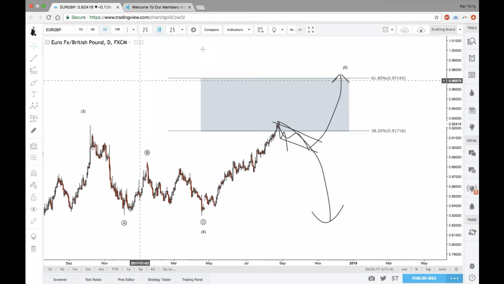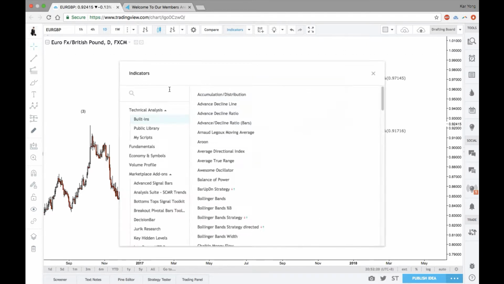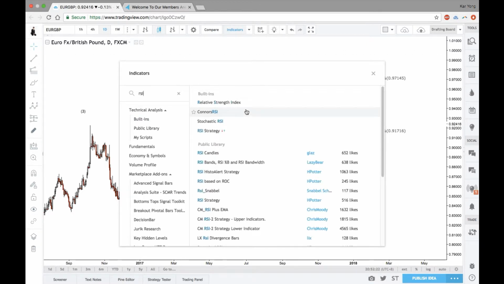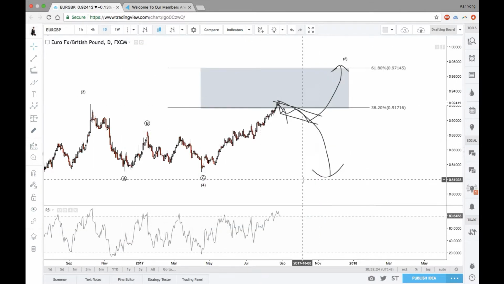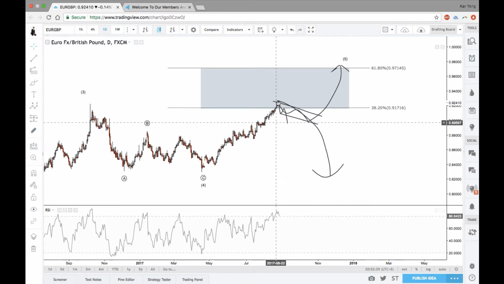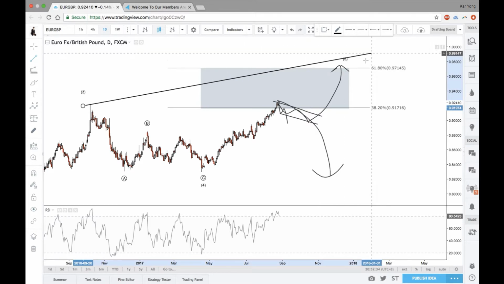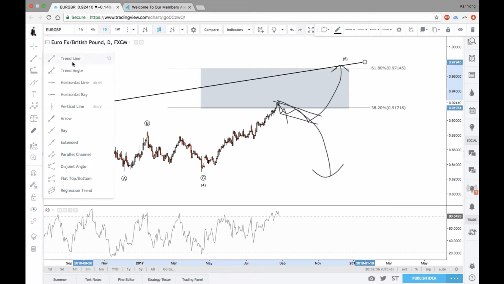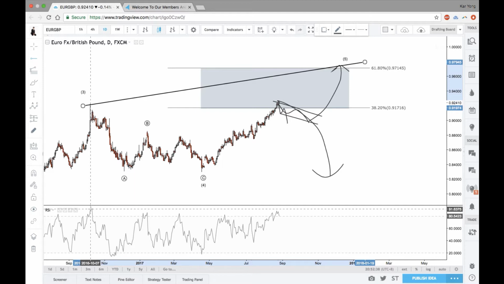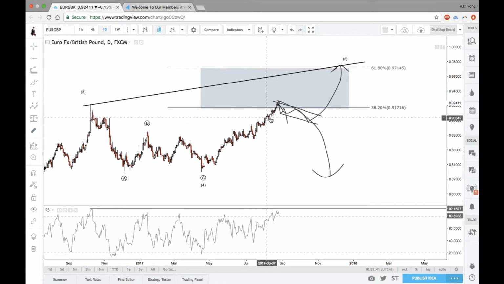Okay, if I put in my RSI, it might start to form some form of divergence. Let's just check. Right now here there is no divergence. But if it's going to form your 3 and 5, usually you want to expect a divergence. Let's just do a quick check. So far this divergence is not very clear. If price continues to go higher, but your RSI doesn't break this high, then you would see a divergence happening already.